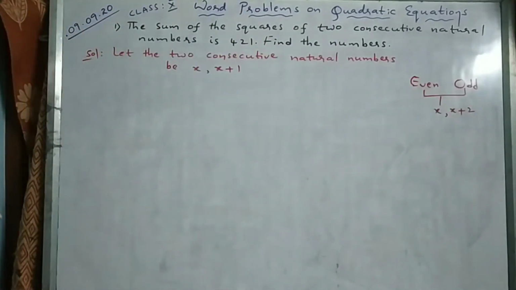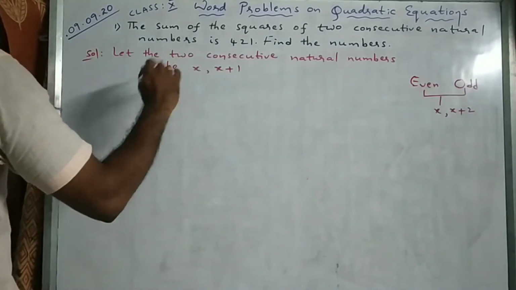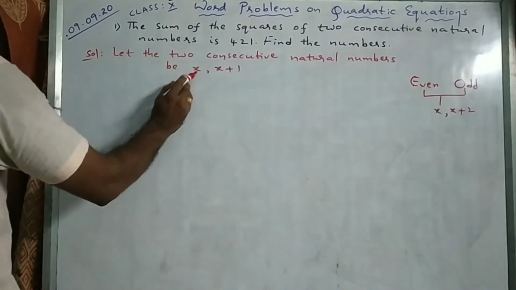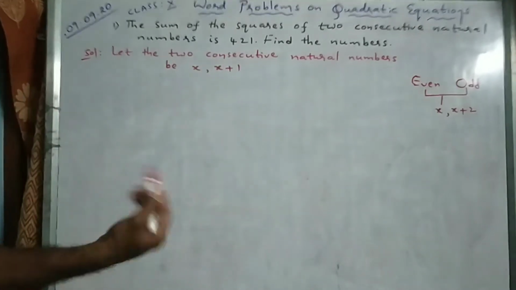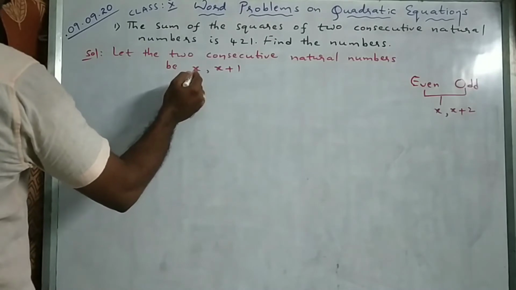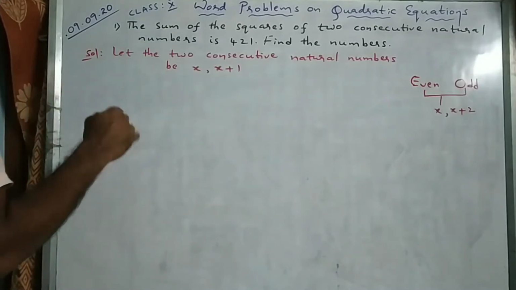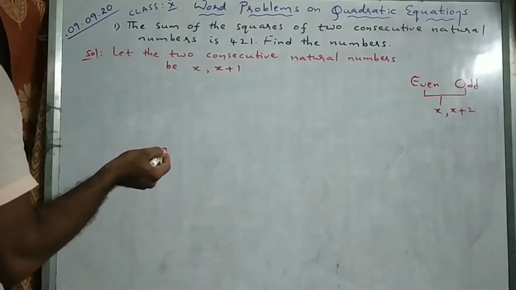So let the two consecutive natural numbers be x comma x plus 1. Consecutive means side by side. Take 1 here. 1 comma 1 plus 1, 2. 1 comma 2 consecutive. Take 10. 10 comma 10 plus 1, 11. 10 comma 11 consecutive. Right?